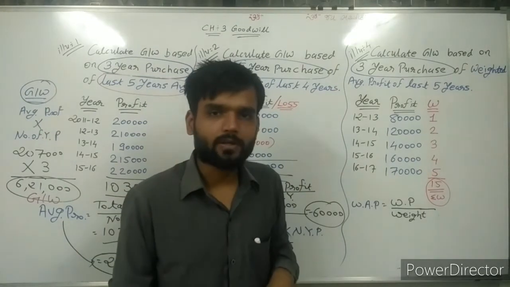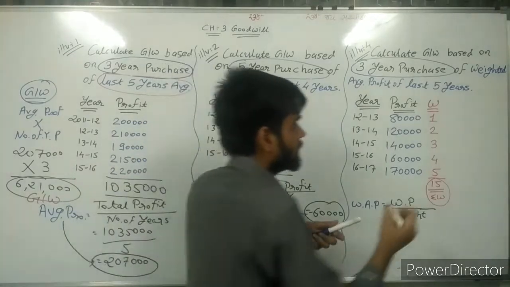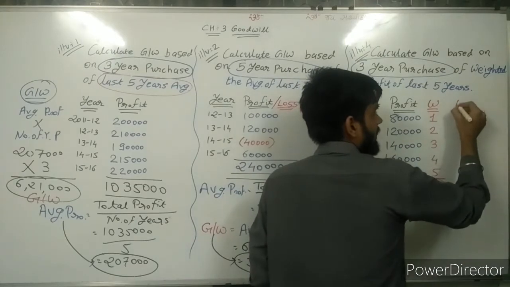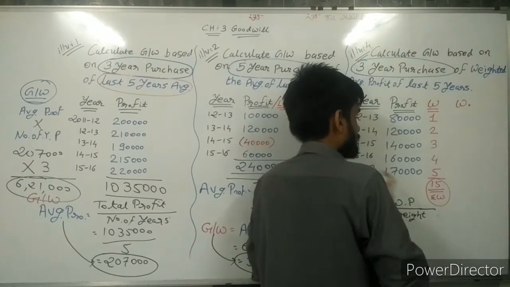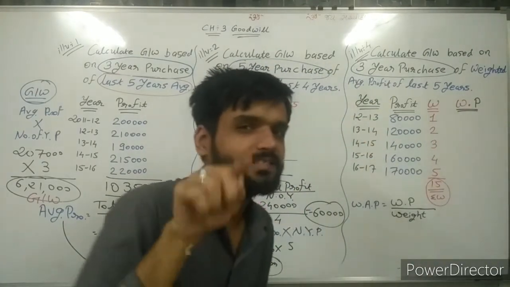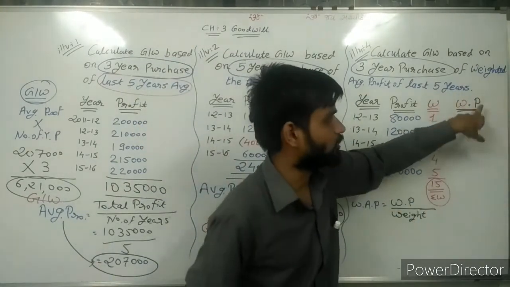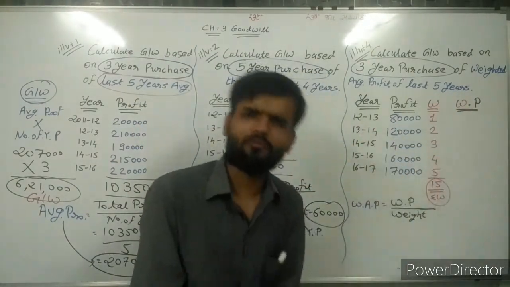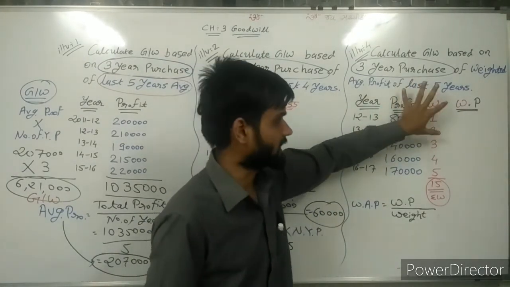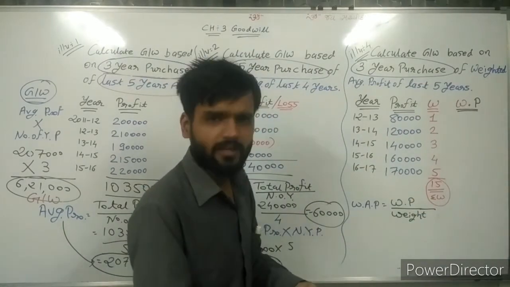But sir, what is weighted profit? Simple. By considering its name, we can understand. Weighted profit: weight into profit means weighted profit. So sir, this is the weight, this is the profit, and the multiplication of these two is the weighted profit. Simple. So find weighted profit.